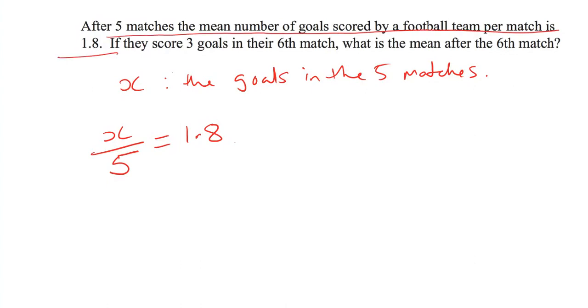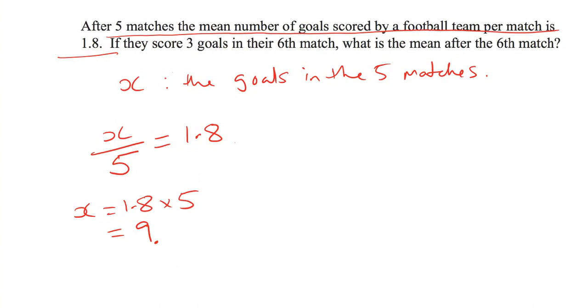Okay, so that's going to help me to work out how many goals they'd scored in those matches. Because what I can do to find X, if X divided by 5 is 1.8, then X is going to be 1.8 times 5, which is going to be 9. So I can tell you that in the first 5 matches, they scored 9 goals, right? Okay, so let's think about that and move forward.